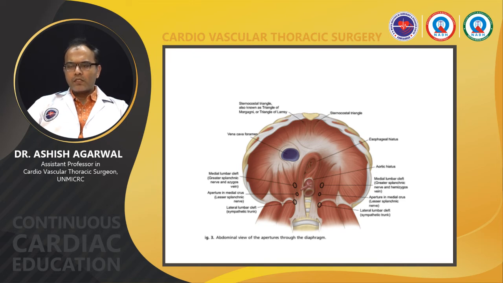the aperture in the medial crus, which allows passage of the lesser splanchnic nerve, the medial lumbar cleft, which allows passage of the greater splanchnic nerve, azygos and hemiazygos vein, and the lateral lumbar cleft, which allows passage of the truncus sympatheticus.